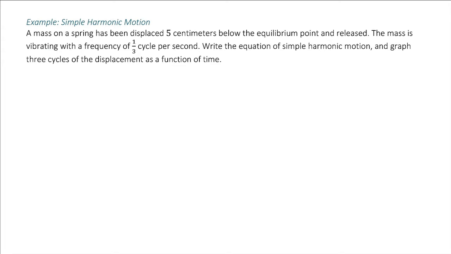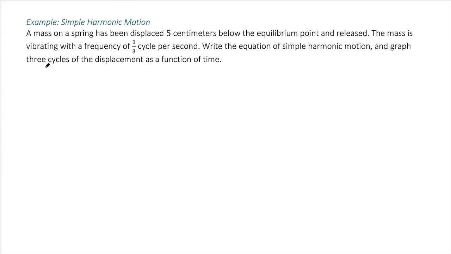A mass on a spring has been displaced 5 centimeters below the equilibrium point and released. The mass is vibrating with a frequency of 1/3 cycles per second. Write the equation of simple harmonic motion and graph 3 cycles of the displacement as a function of time.